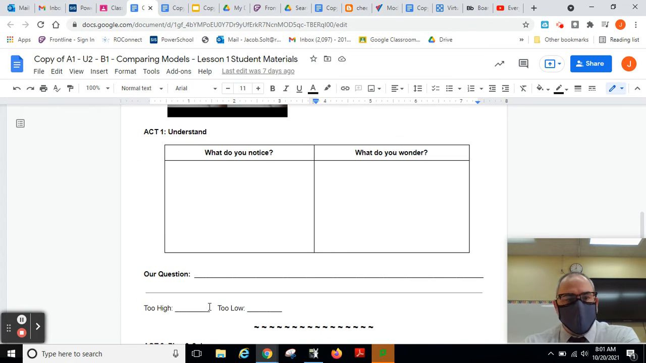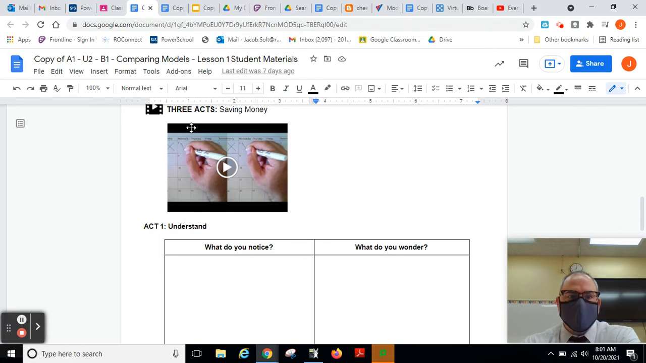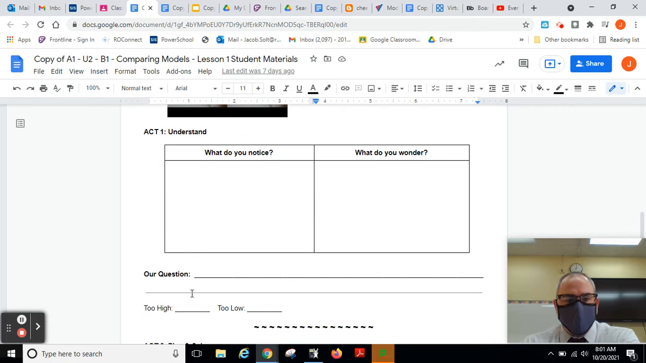Give an estimate for what you think. Right? What is the number too high? Our question is going to be which method of saving. This guy's got two different methods of saving, and we're going to figure out which one will let him be able to save for his iPhone faster. What do you think? Which one?